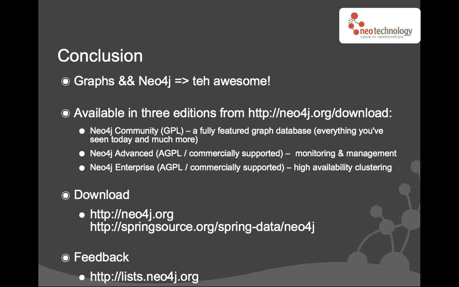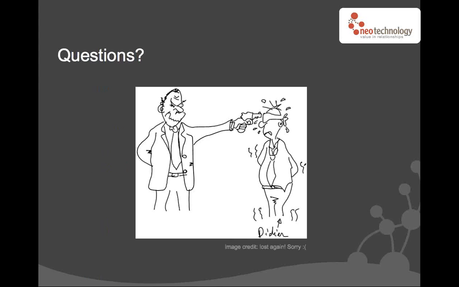I want to make sure to mention the Spring Data Graph project. You can see the URL here, springsource.org/springdata/neo4j. That's a good way of checking out the really powerful support for integrating graph databases in Spring-powered domain models.